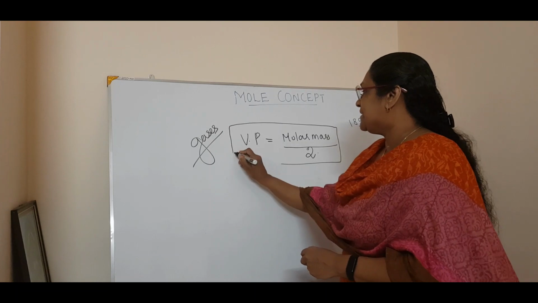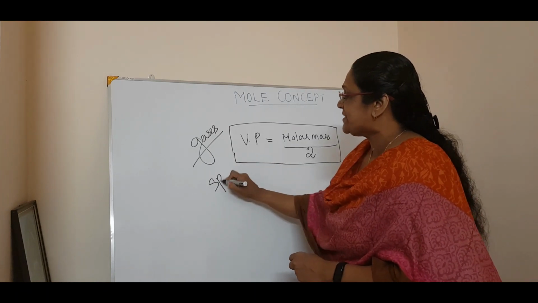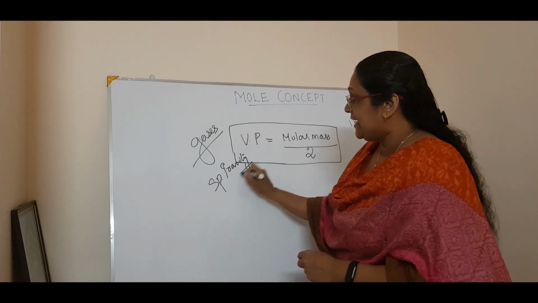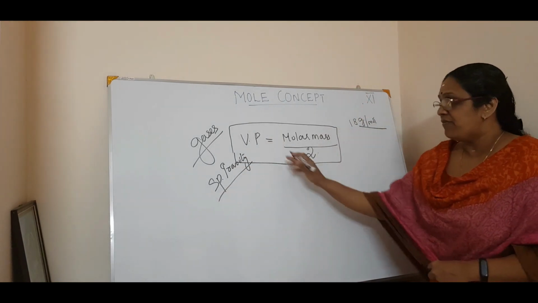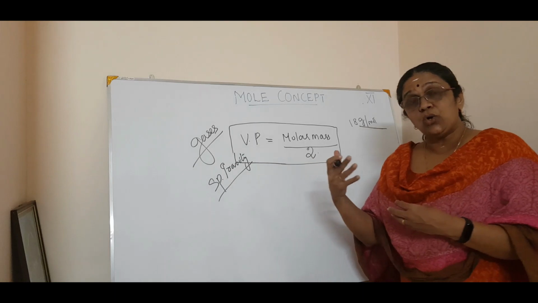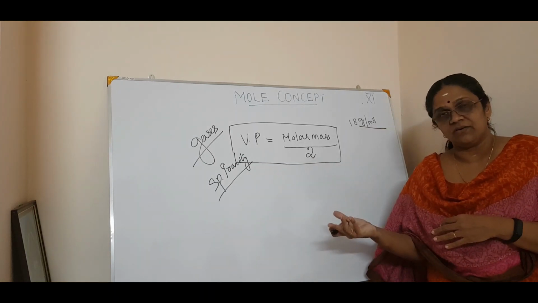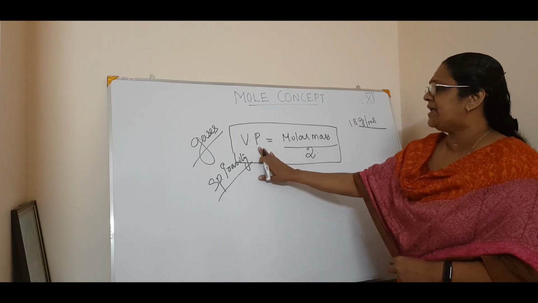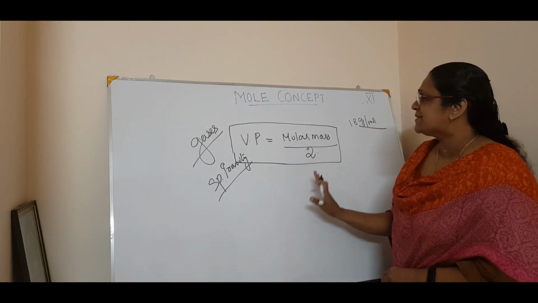This is the vapor density. Vapor density is also called specific gravity. I already told you, because it is a relative density. Okay, vapor density means relative density. To whom are you relating? With hydrogen. Just don't remember all this. Just remember that vapor density is equal to molar mass by 2.